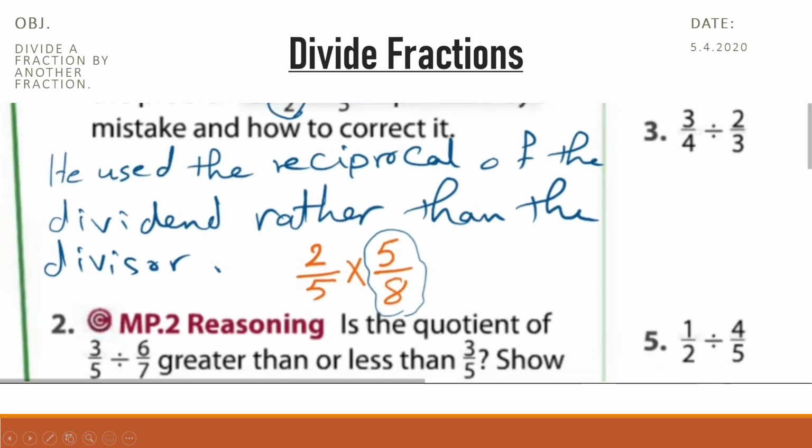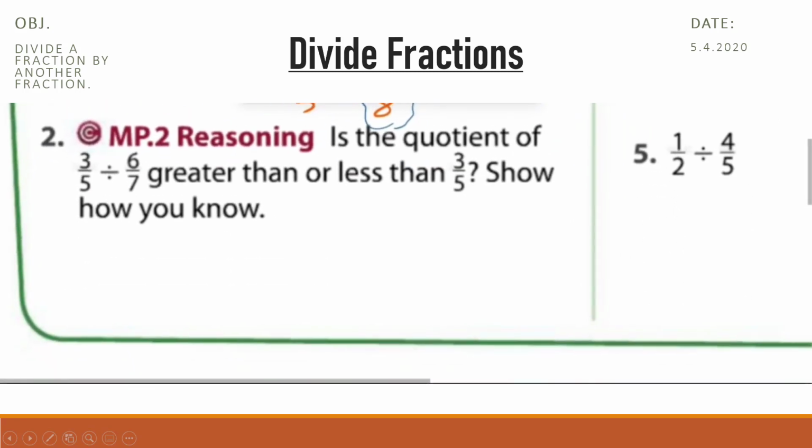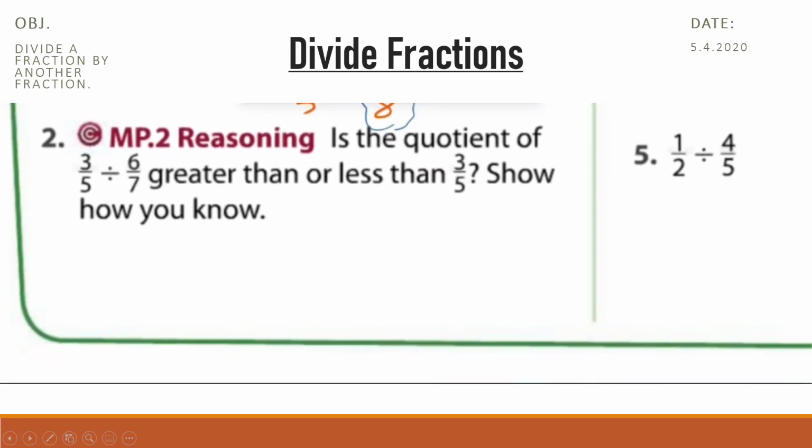In question number 2, is the quotient of 3/5 divided by 6/7 greater than or less than 3/5? Show how you know. Okay, let's first find the answer. Start with the first fraction, 3/5, and change division to multiplication. And the reciprocal of 6/7 is 7/6.